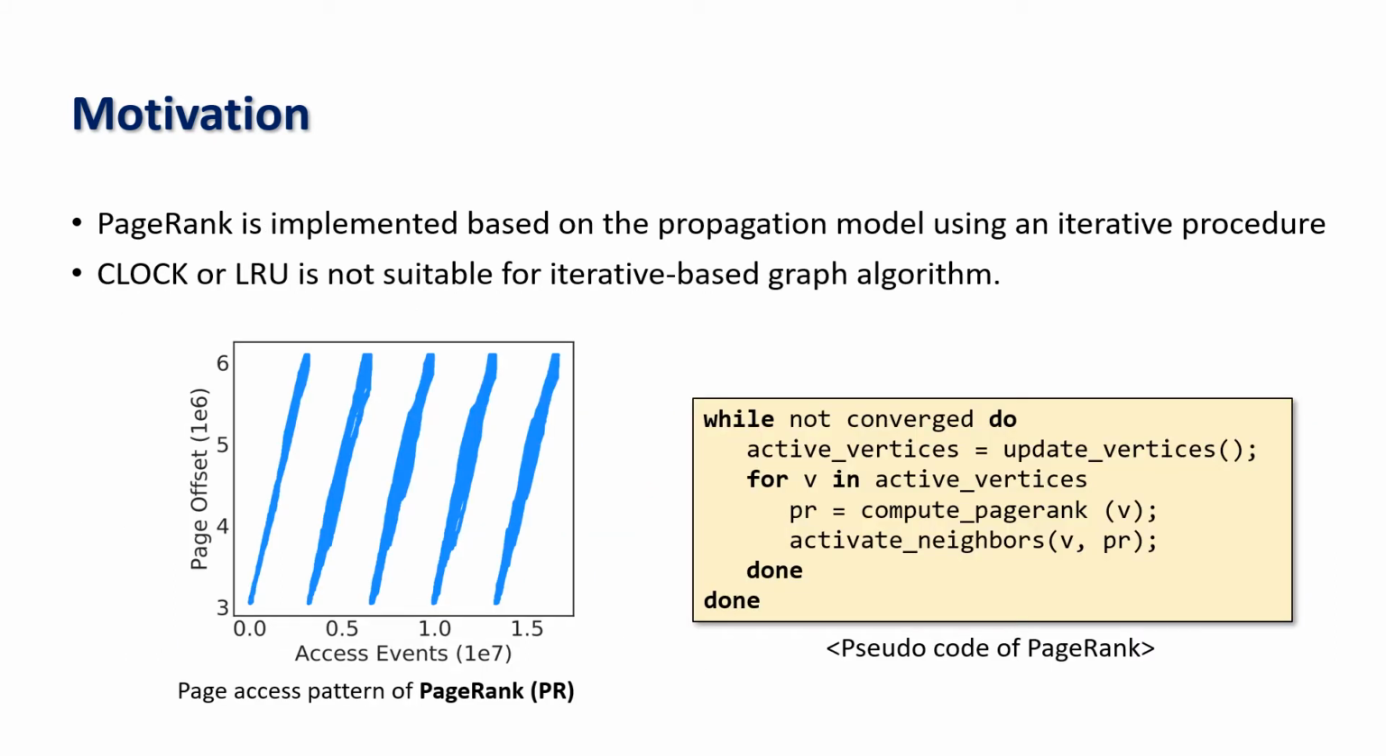In terms of PageRank that has a low hit ratio with the clock policy, it's usually implemented based on the propagation model using an iterative procedure. So looking at the data access pattern shown in the figure, temporal locality rarely exists. In this case, unused pages are accessed in the near future rather than used pages. Therefore, it can be assumed that clock or LRU is not suitable for iterative-based graph algorithms like PageRank.